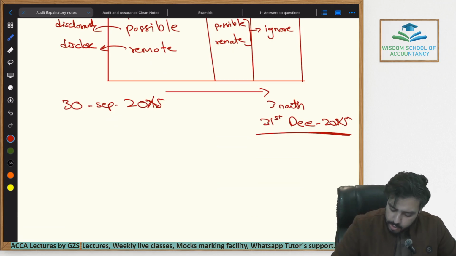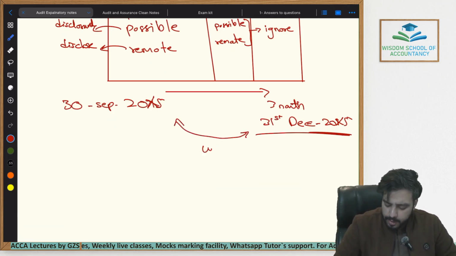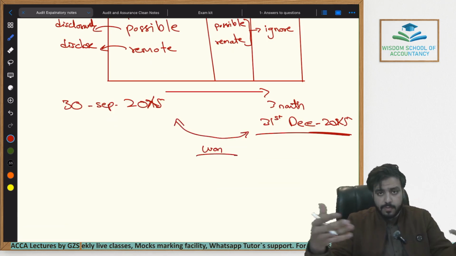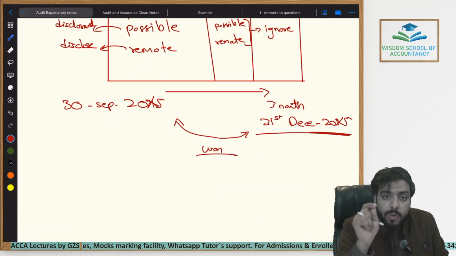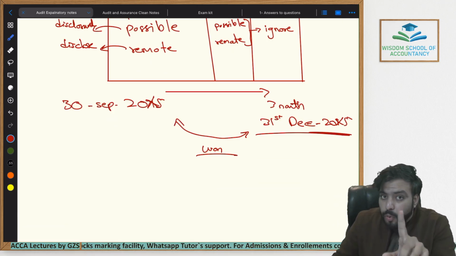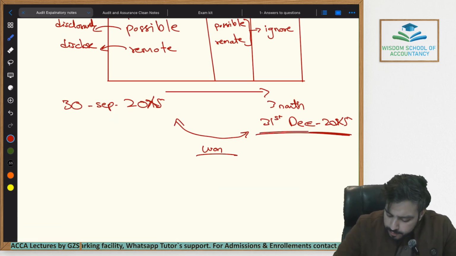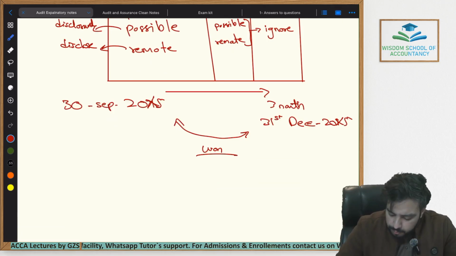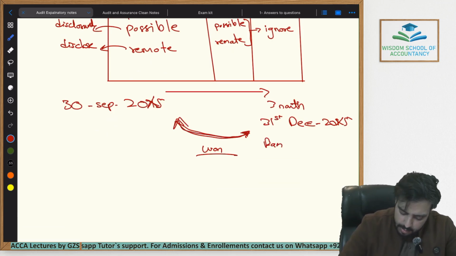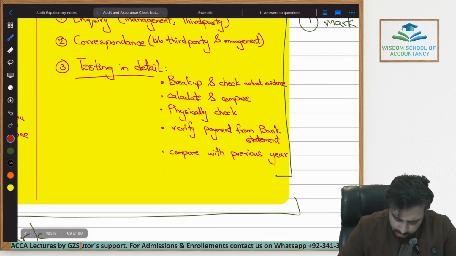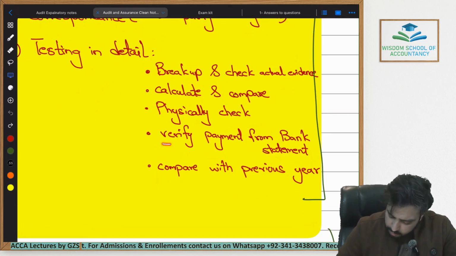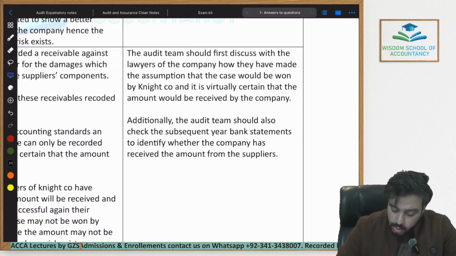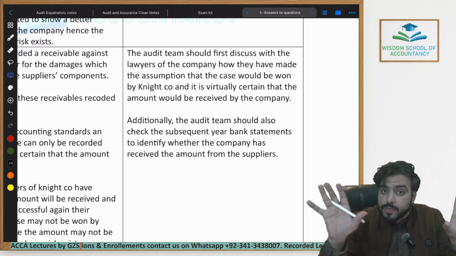This is expected. During these 3 months, if the case is won by the company, obviously, they would receive a payment from their suppliers. The supplier has to pay them, right? Why don't I let my audit team know that they will be continuing to do the audit up till this period? So why not ask the management to give you the bank statements during this period. See what is written here within test of detail. I have written down a procedure, test of detail, which you can do for auditor's response. You can let the audit team know that they have to verify the payment from the bank statement. So if they have received a payment, this means that the case was won by the company.